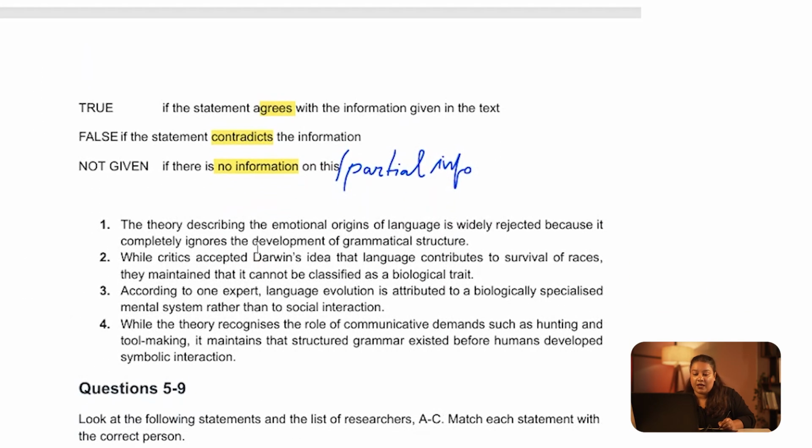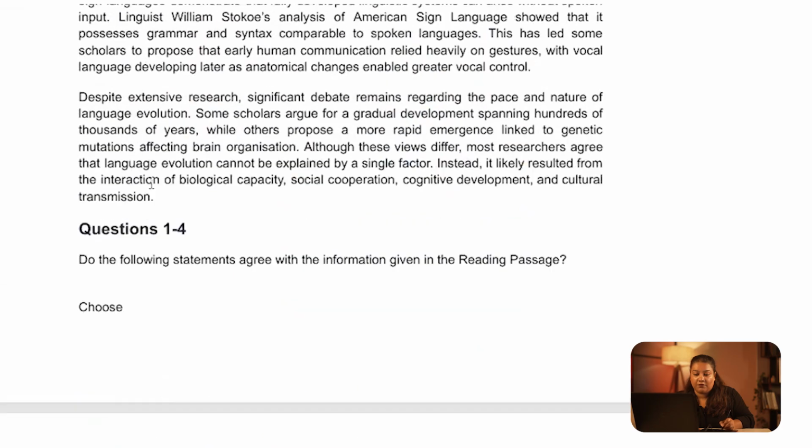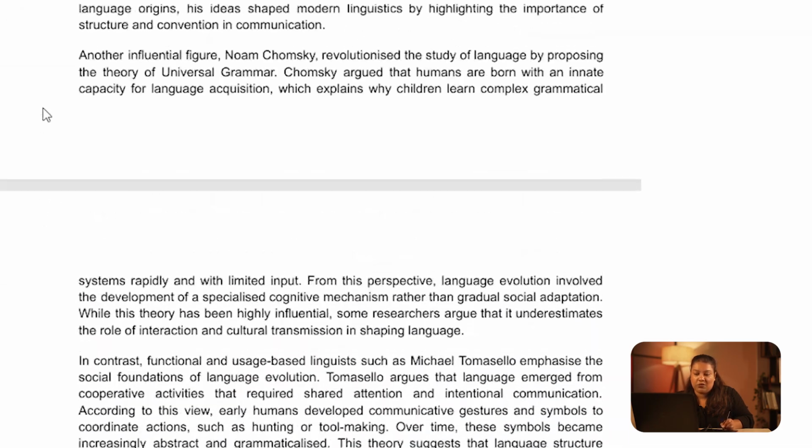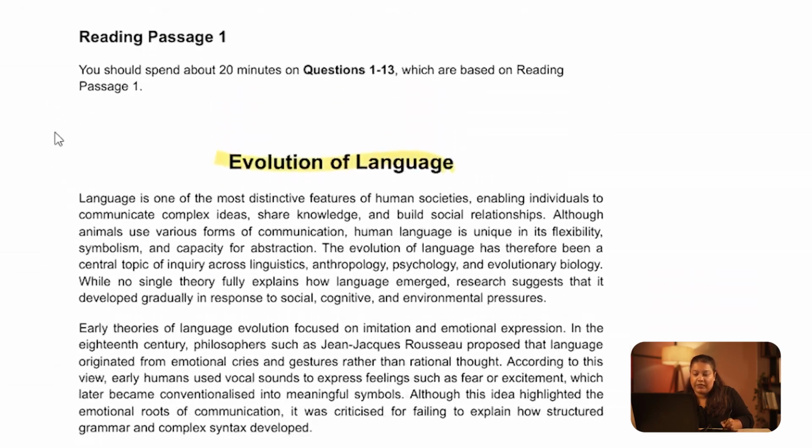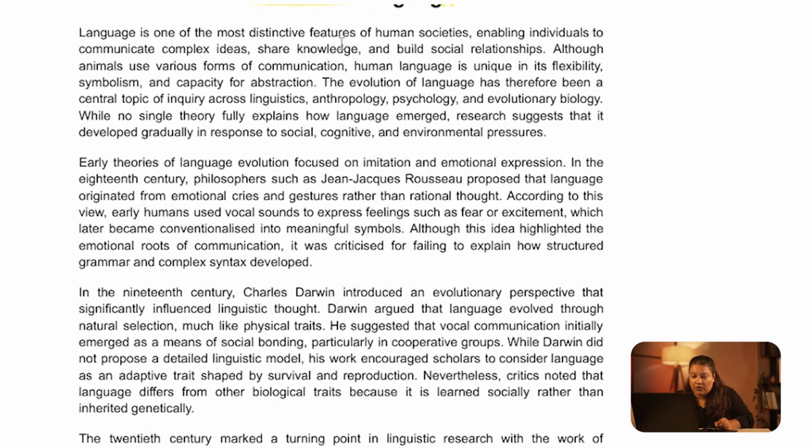The theory describing the emotional origins of language is widely rejected because it completely ignores the development of grammatical structure. Let me highlight the keywords here. Theory, emotional origins, language, widely rejected, completely ignores, development, grammatical structure. So we'll be going back to the passage now and we'll start skimming and scanning. I'm looking for words such as emotional origins, widely rejected, completely ignores. So let's start looking for these words.